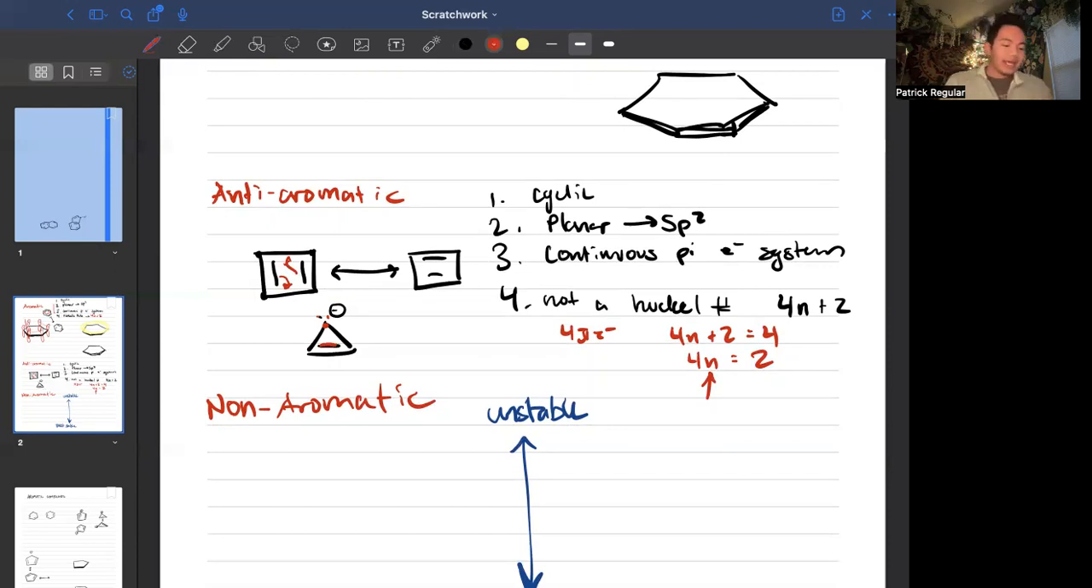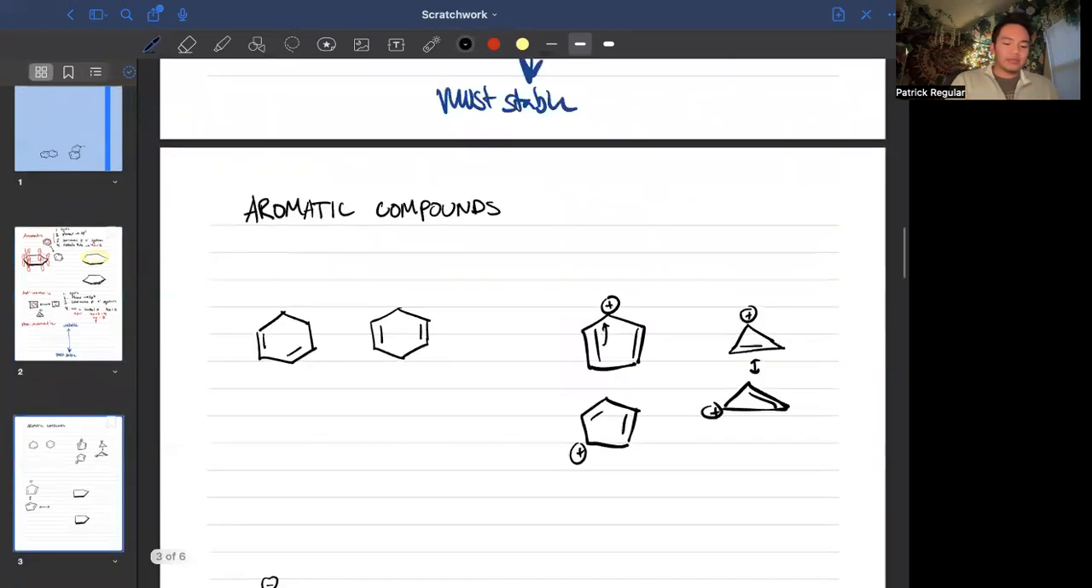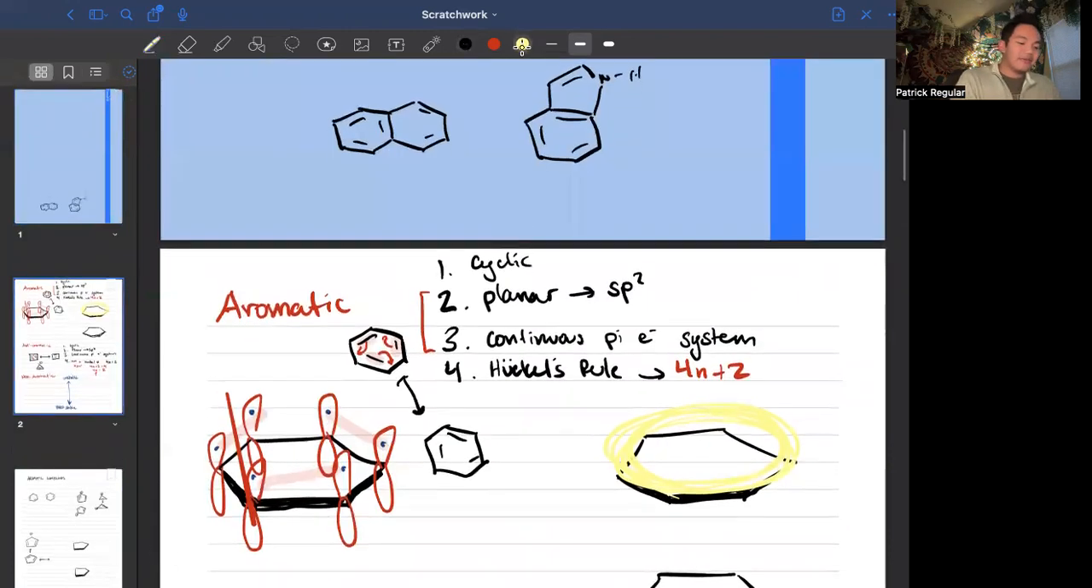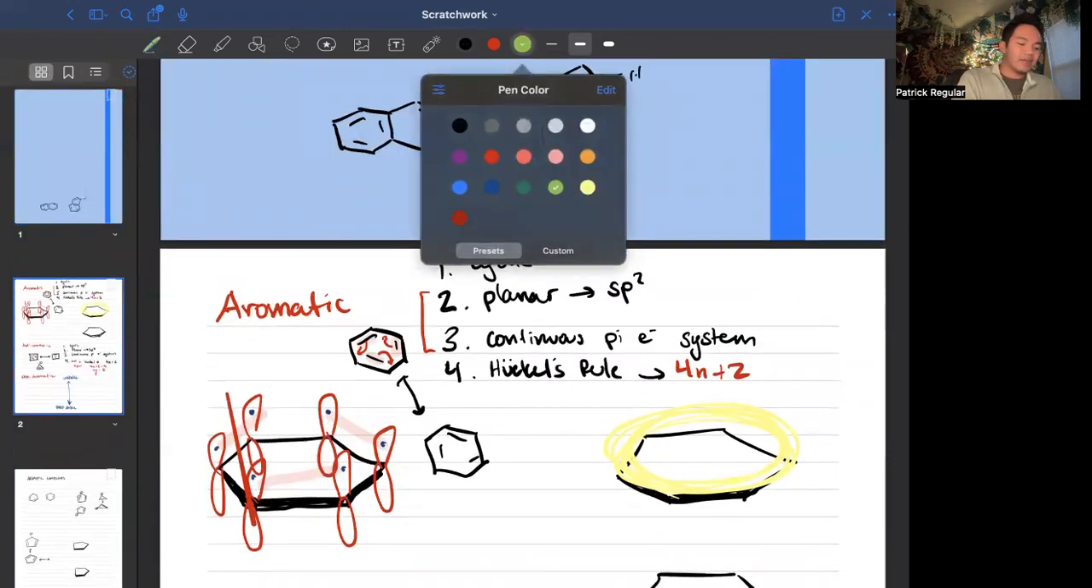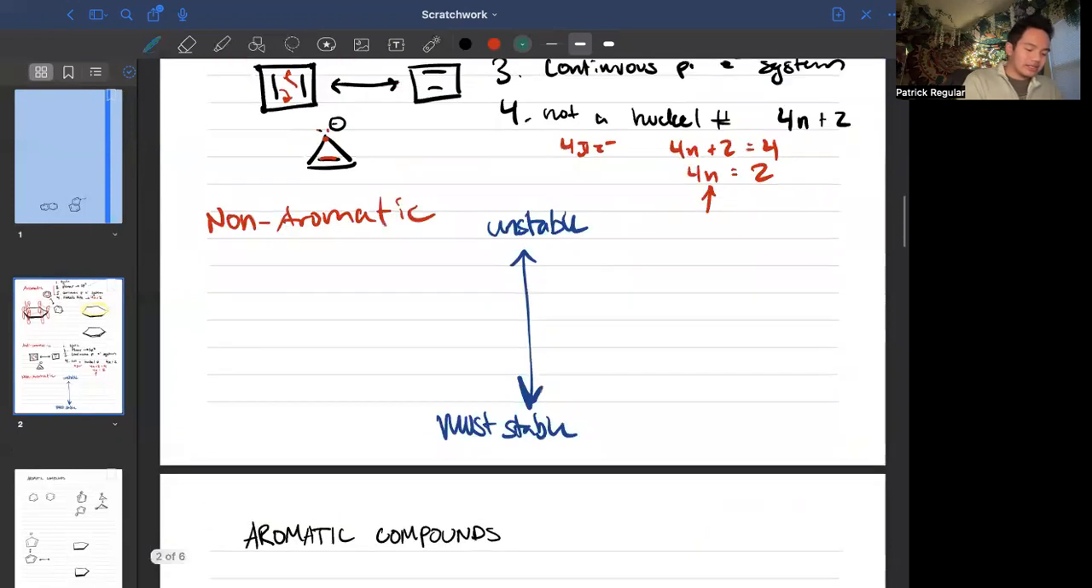And non-aromatic just means it doesn't meet one of the requirements. So if we go back to the definitions up here, let's say you have a cyclic structure that does not meet this requirement, it's not completely planar. It's non-aromatic, or it's not cyclic at all. So a really easy example is something like this.